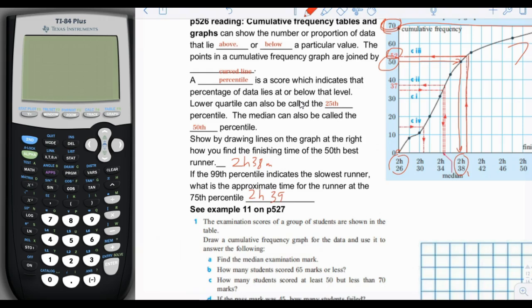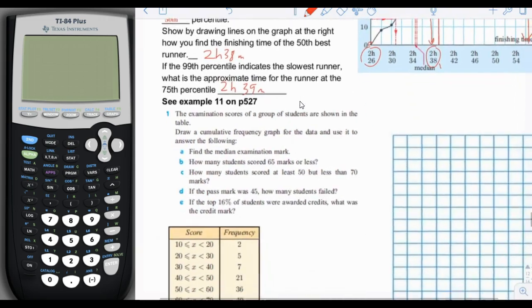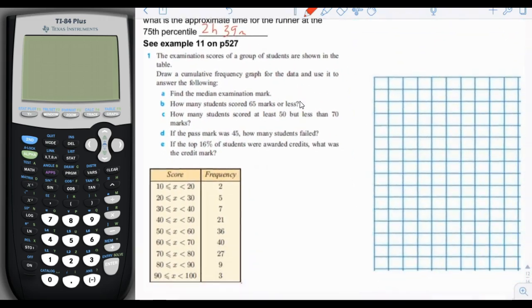Okay. Let's move on to our first problem. The examination scores of a group of students are shown in the table. Draw a cumulative frequency graph of the data and use it to answer the following. Find the median examination mark, how many students scored 65 marks or less, etc.